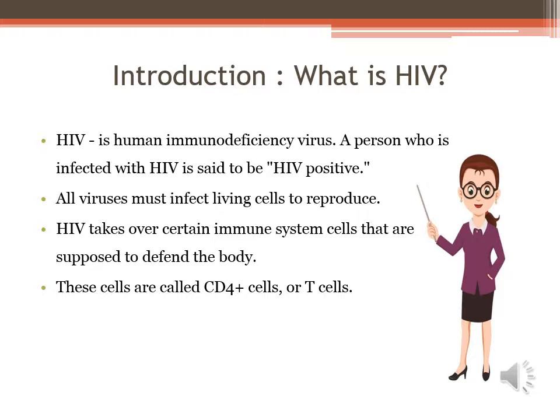What is HIV? HIV stands for the Human Immunodeficiency Virus. A person who is infected with HIV is said to be HIV positive. Once a person is HIV positive, that person will always be HIV positive. All viruses must infect living cells to reproduce. HIV takes over certain immune system cells that are supposed to defend the body. These cells are called CD4 cells or T cells.